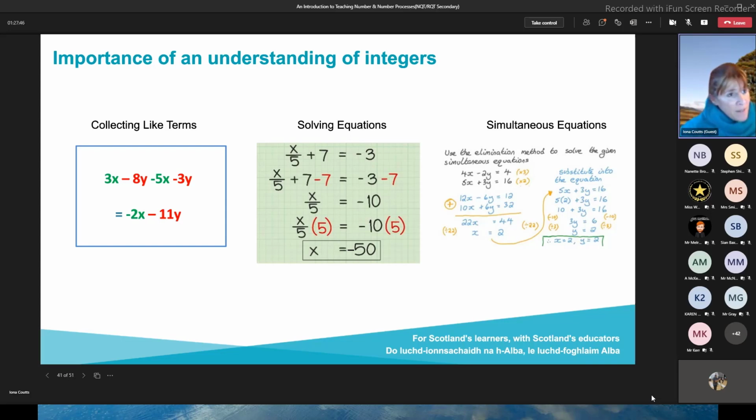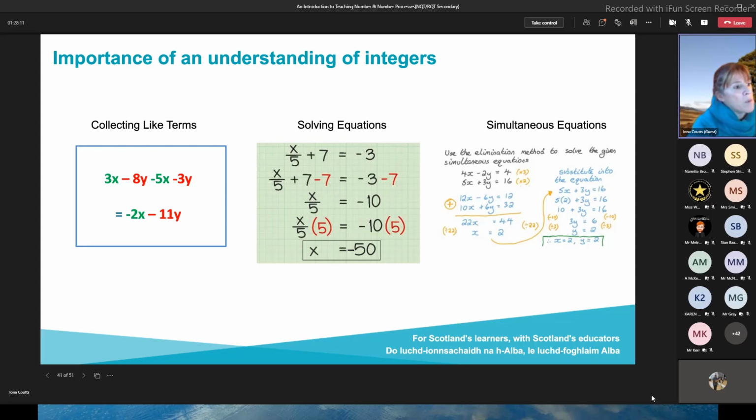The additive inverse and the multiplicative inverse are absolutely critical to how we teach solving equations. So if we have, as we can see in this middle example, a +7, and we want to simplify that equation, then in order to remove that add 7, we need to do the additive inverse, which is subtract 7 or add negative 7.